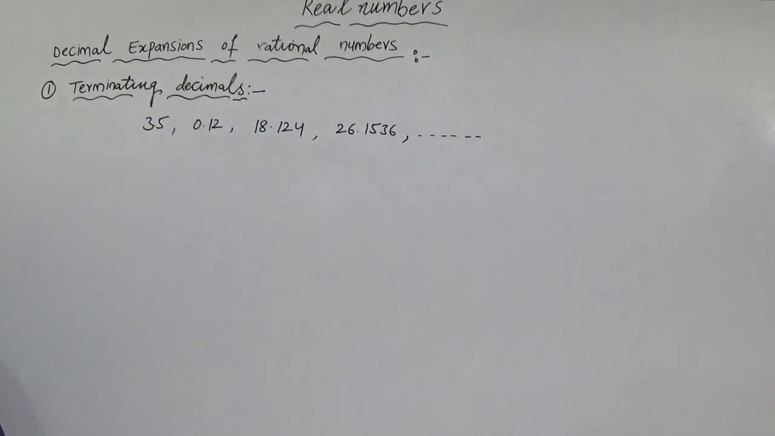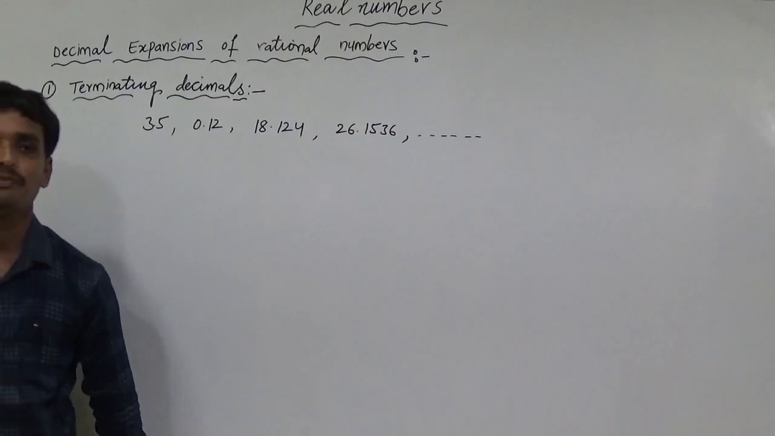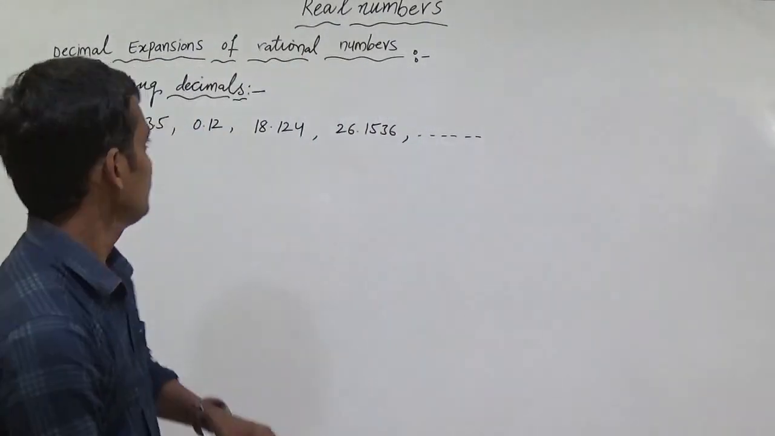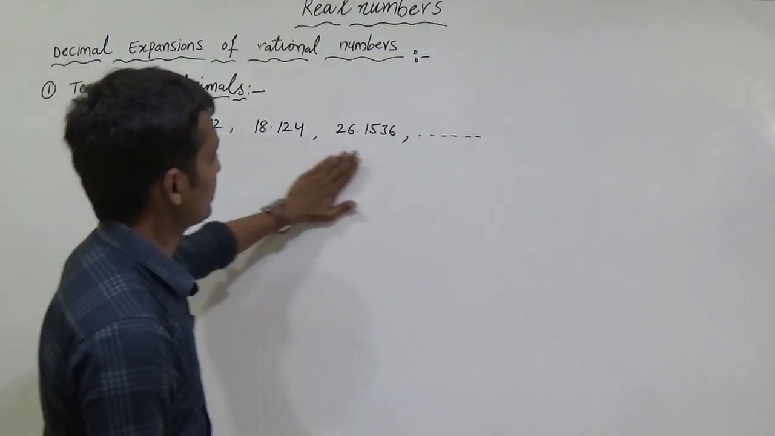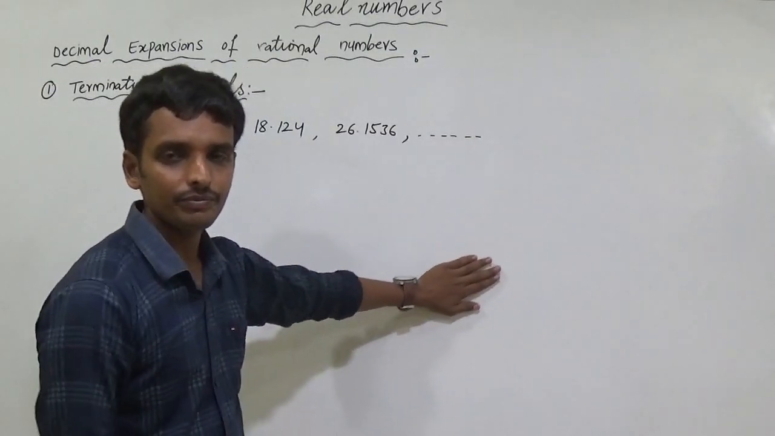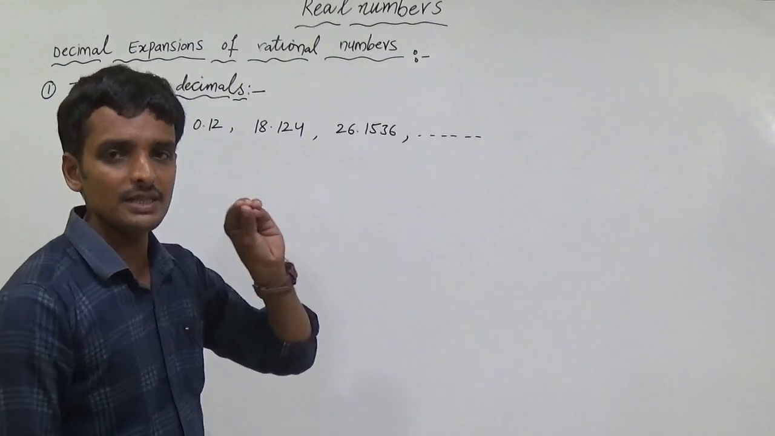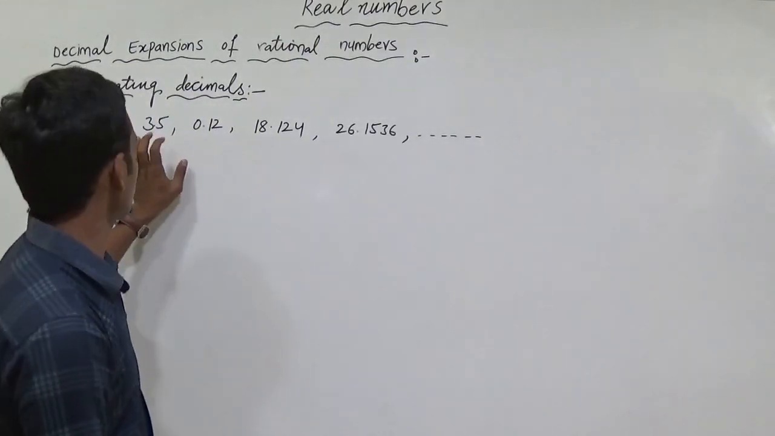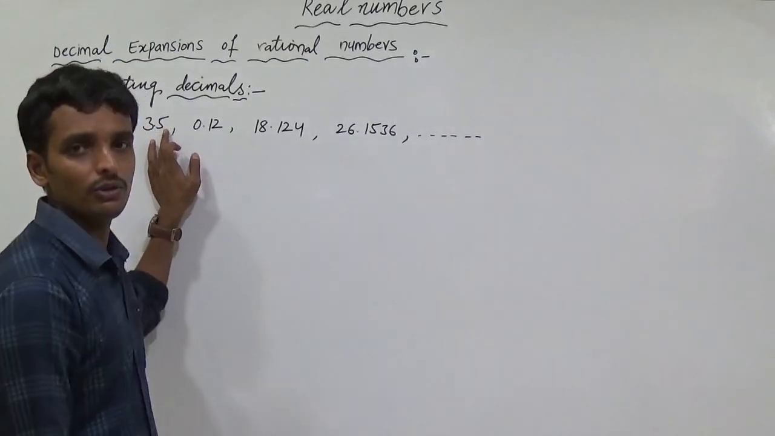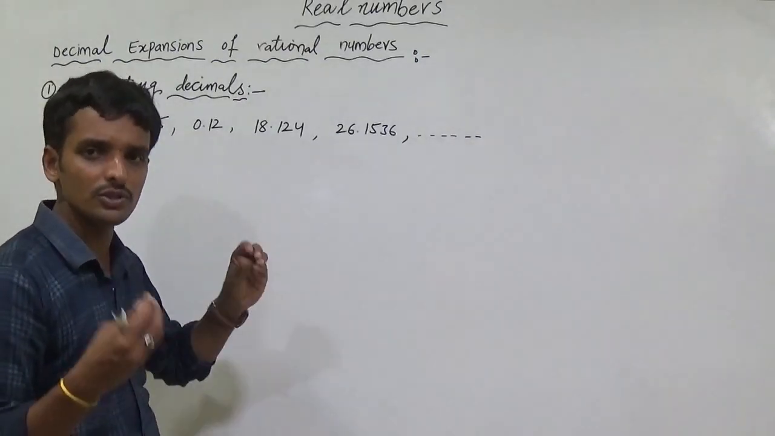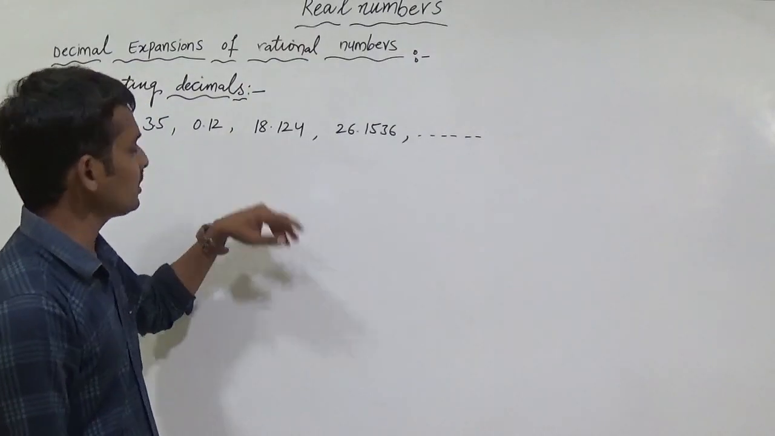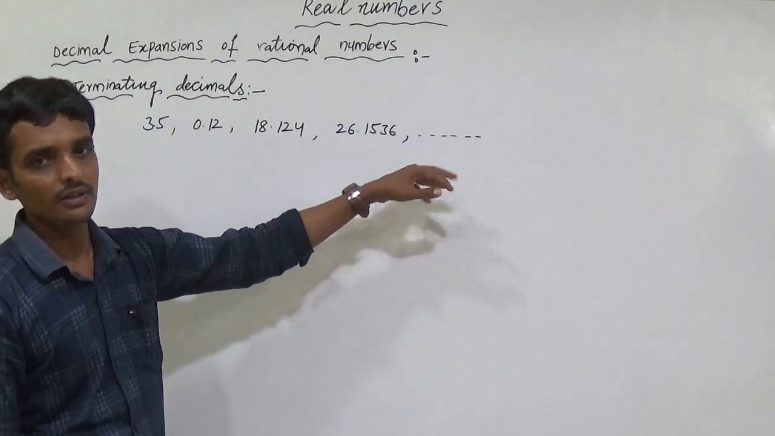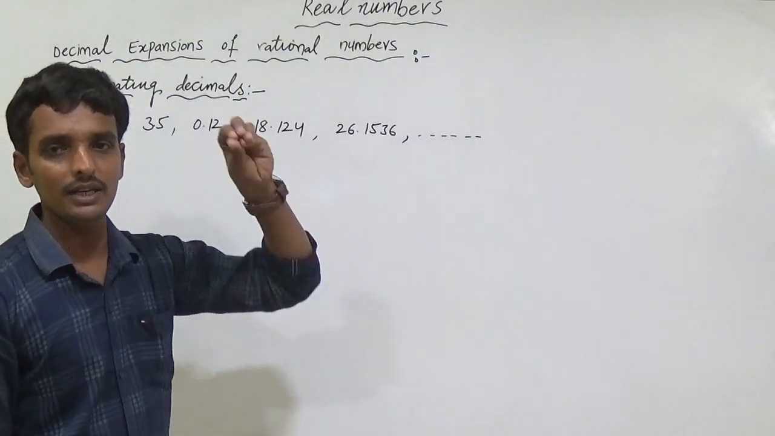Sir, we can't understand what they are telling, sir. That is your doubt. I will explain to you. First of all, terminating decimals. In the decimal part, the digits are stopped. Here only one place. What is after 5? We don't know, but we know those are zeros. 12 after zeros, 124 after zeros, 1536 after zeros. These are the terminating decimals.